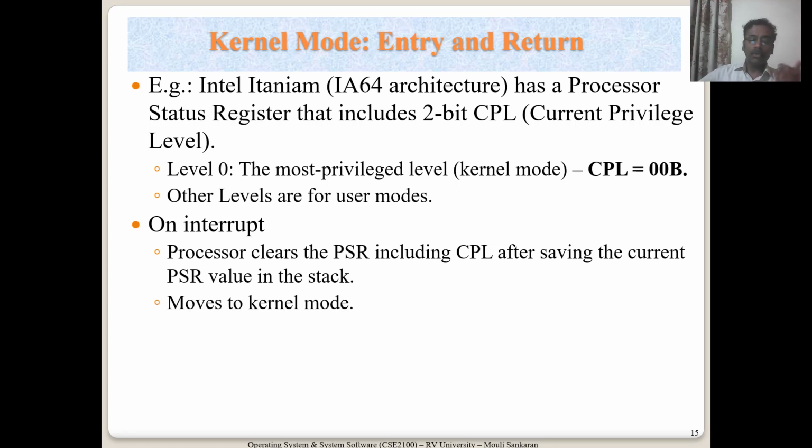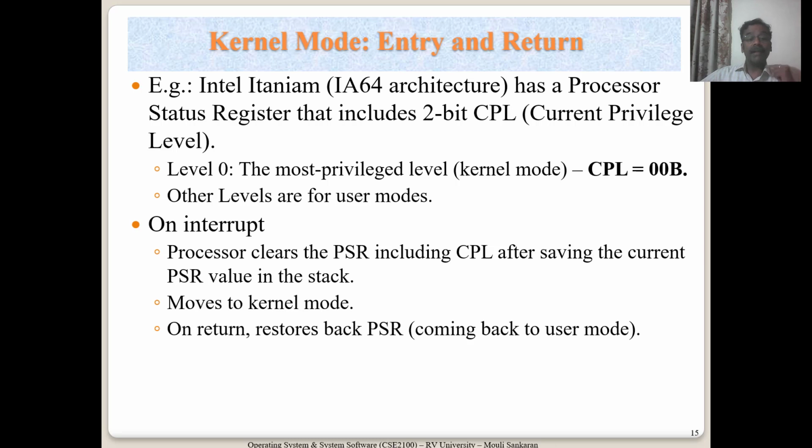Remember that. Because it clears the CPL bits, it becomes 0 0, which is a highly privileged mode, and it moves into the kernel mode. And when it returns from the ISR, the interrupt service routine, it is restored back to the original user mode. Then you don't have that access right. So when it enters the kernel mode, it executes only the trusted software. When it comes out, it runs user applications.